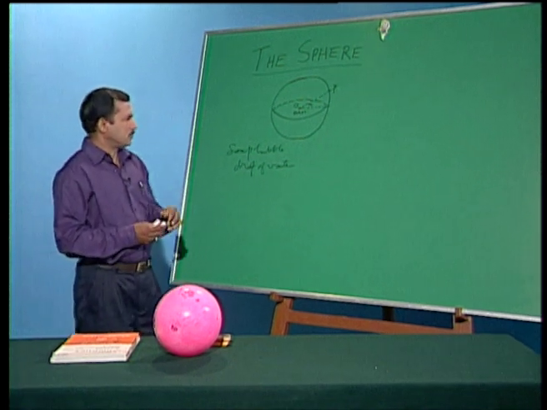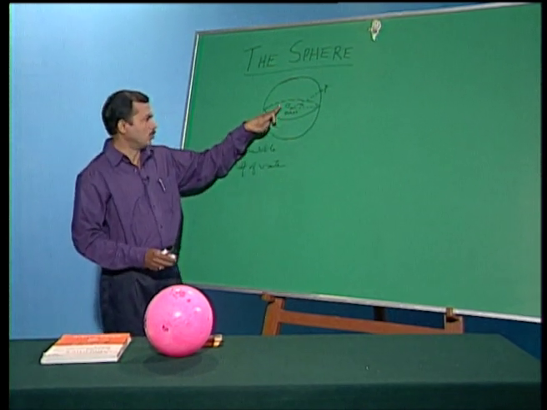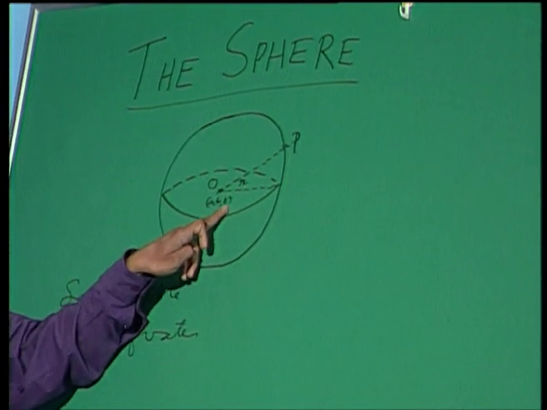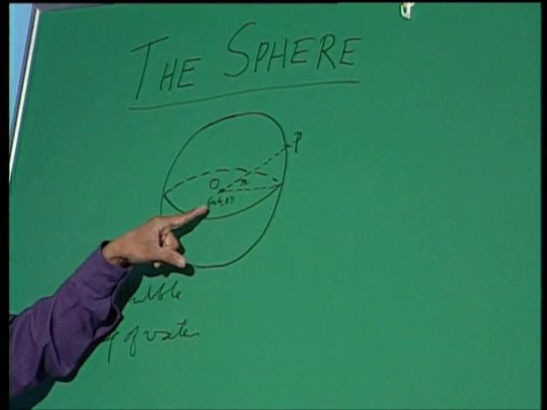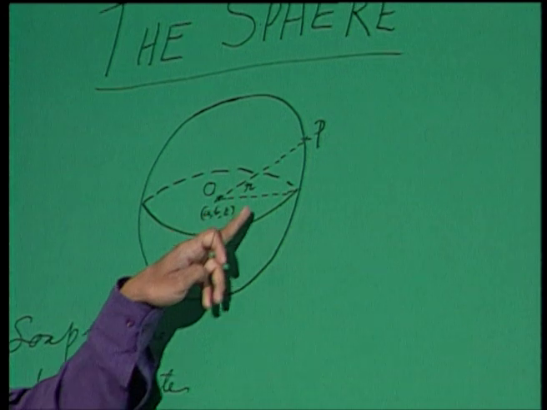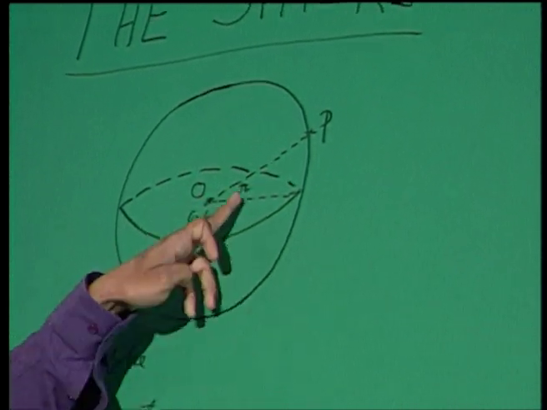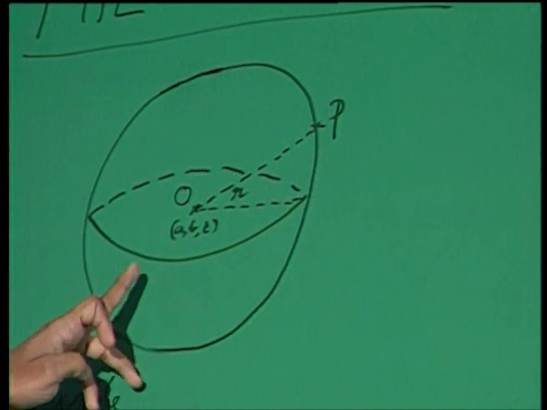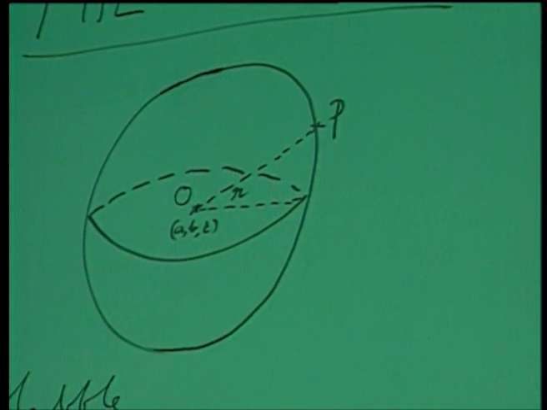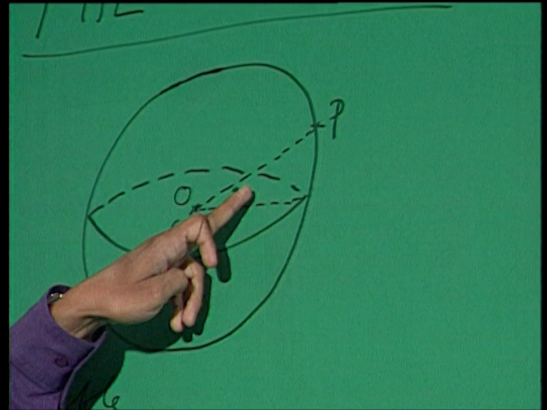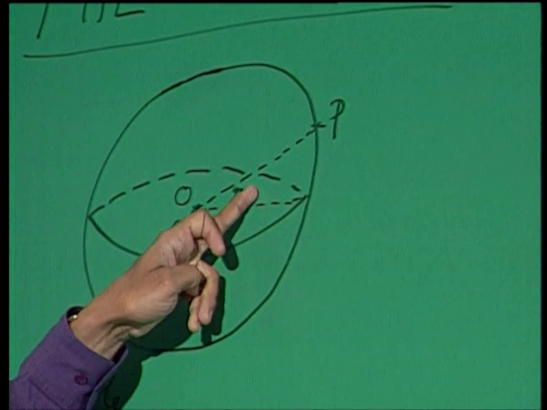Now, let us consider a fixed point O having ordered coordinates a, b, c. So, O is the ordered triple a, b, c, and let us consider a non-negative constant r. Here r is a constant, it is positive or 0, and a sphere is the locus of points whose distances from this fixed point is the constant r.